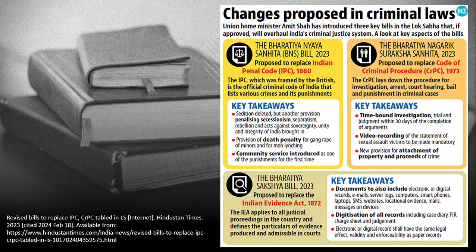So Bharatiya Nyaya Sanhita, which replaced Indian Penal Code. The key takeaway was sedition was deleted. Sedition means giving any statement which is against the interests of the land, the interests of the government. So that is being deleted. Instead, there's another provision for penalizing separatism, rebellion, and acts which are against the sovereignty, unity, and integrity of India. So this has been added as an offense. And a provision for death penalty for gang rape of minors and for mob lynching has been added. And community service has been introduced as one of the punishments for the first time in Indian history. So community service is being given as a punishment for minor offences.